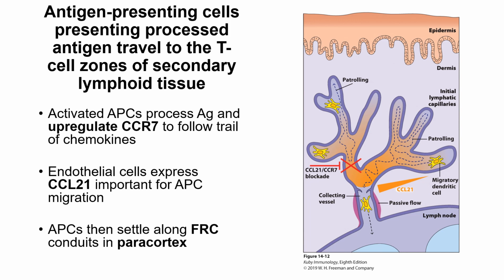If you block CCR7 and CCL21 interactions, if you prevent those from happening, the antigen-presenting cells stop crawling toward the lymph node. So this is actually a necessary set of cytokine and chemokine interactions for antigen-presenting cells to migrate along and get to the nearest lymph node.